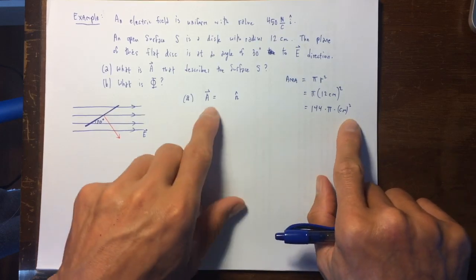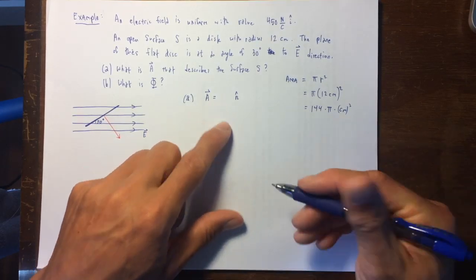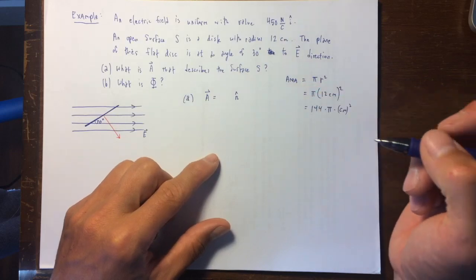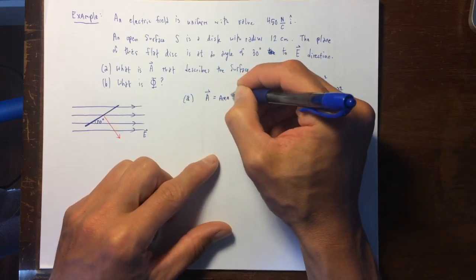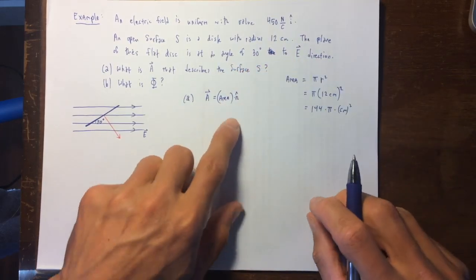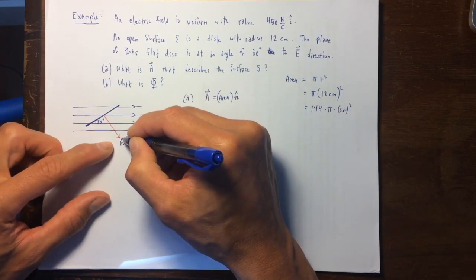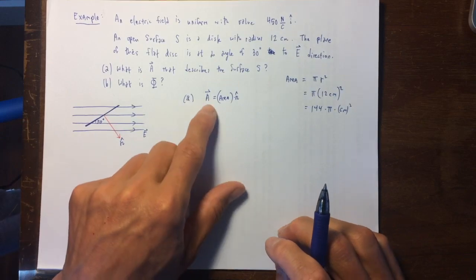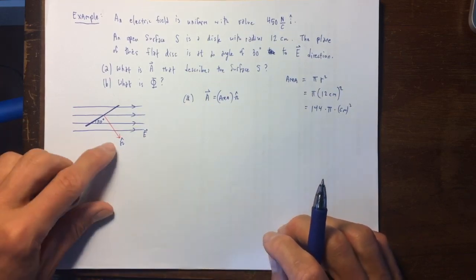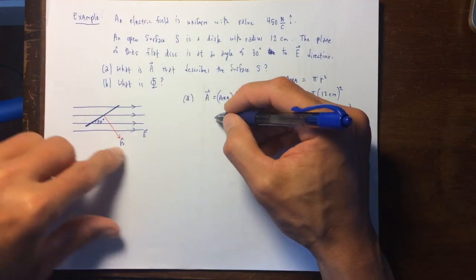So this is what we're going to stick in front right there. I'll just put area for now. So it's just the area times n hat, and n hat is this vector right there. So that's the area vector. So how would you build n hat?